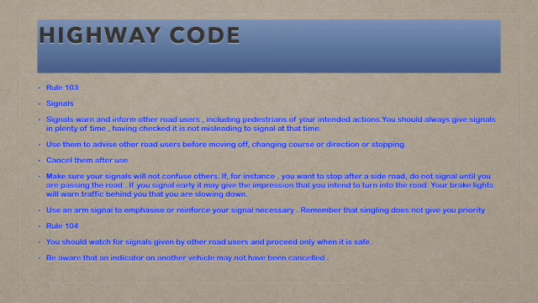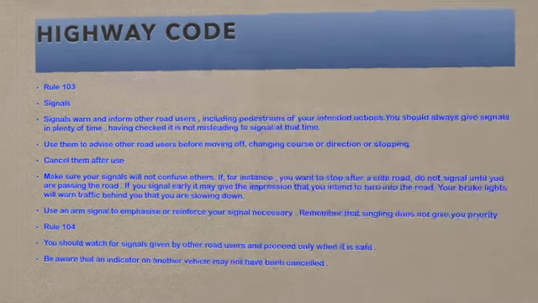Rule 104. You should watch for signals given by other road users and proceed only when it is safe. Be aware that an indicator on another vehicle may not have been cancelled.